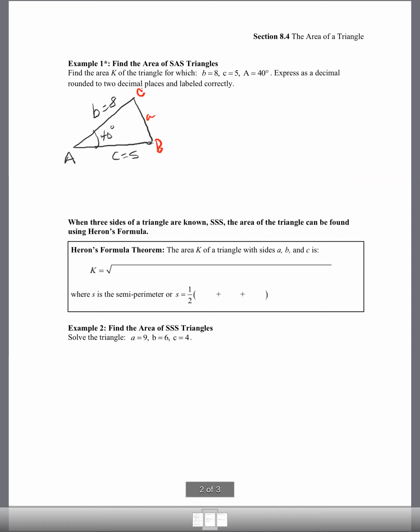And so now we can look to see what we've got. We've got angle A and sides B and C. So to calculate the area of this triangle, it's pretty straightforward. K is equal to 1/2. The two sides we have are 8 and 5. And we're going to use the sine, remember, to get the height, so we're going to use the sine of 40 degrees. If you'll go into your calculator and check out what this value will be.